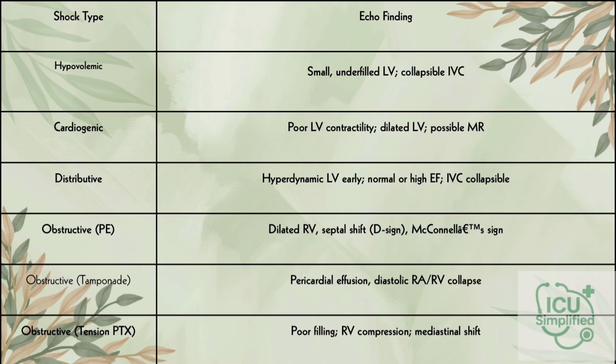So in hypovolemic, there is small underfilled LV, collapsible IVC. In cardiogenic, LV contractility is poor, dilated LV, and possible MR. Distributive, hyperdynamic LV early, normal or high ejection fraction, IVC is collapsible. In obstructive, if it's PE, dilated RV, septal shape, that's D sign, McConnell sign positive. If it's tamponade, then pericardial effusion, diastolic RA and RV collapse. In tension pneumothorax, there is poor filling, RV compression, and mediastinal shift.